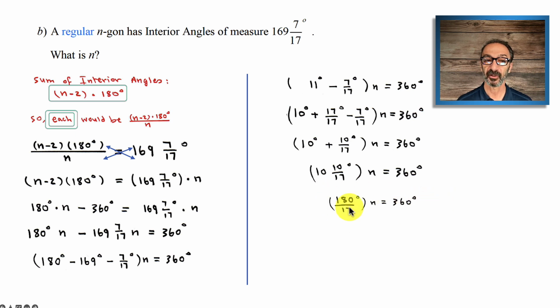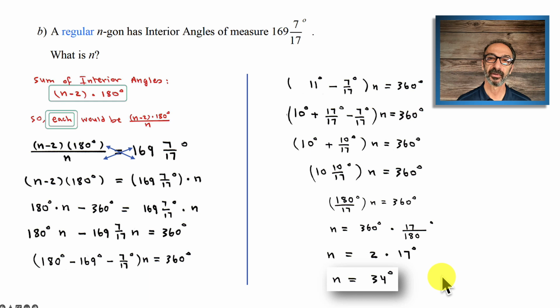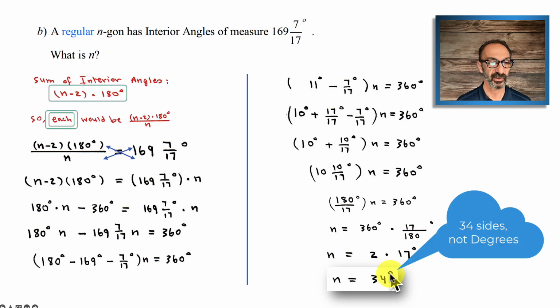Multiply both sides by the reciprocal, 17/180, to leave n alone. I get here 360 times the reciprocal, which is 17/180. 360 and 180 both divide by 180. So we get 2 here and you get 1 here. 2 times 17 is 34. One more time, this is a typo. It's not degrees, it's the number of sides. What is n? The number of sides. So I just mentioned that in the video. It's kind of hard to re-record and rewrite notes for that. That should do it. And I'll see you in the next one.